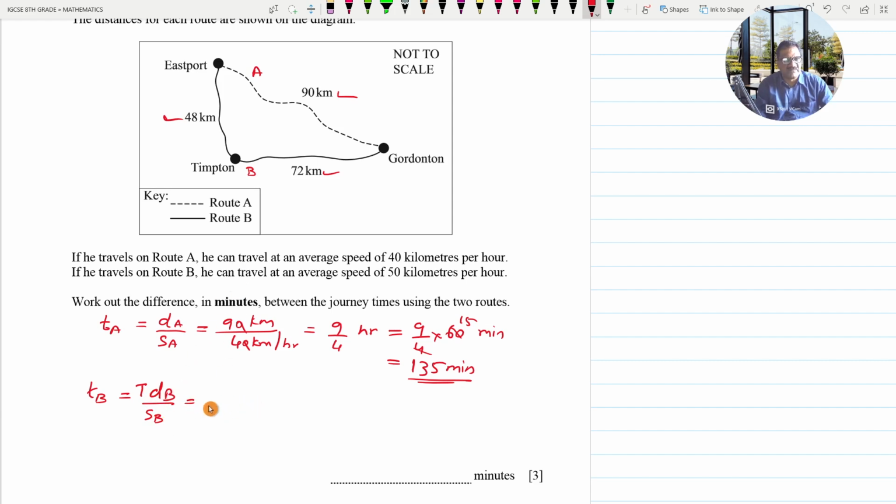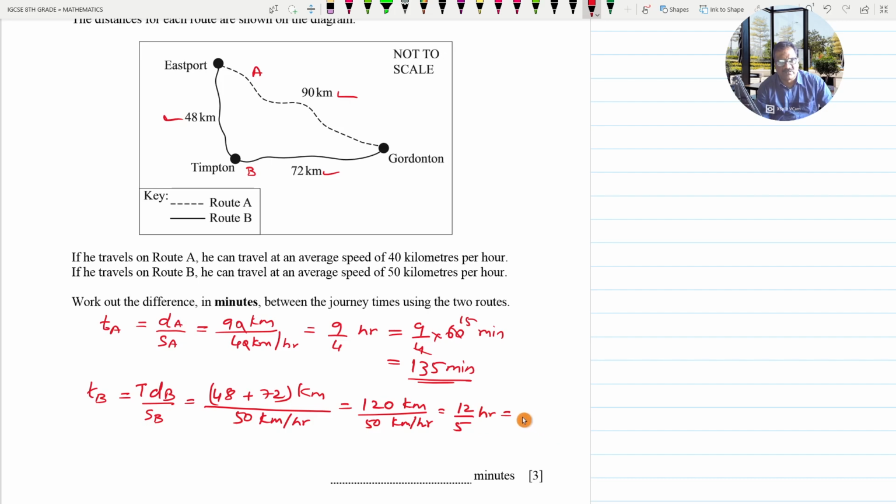Now the total distance will be 48 kilometers plus 72 kilometers, and the speed for route B is given as 50. So I will divide by 50 kilometers per hour. Here again, 8 plus 2 is 10, so 0, and 4, 7 plus 4 is 11, and 1, 12. So 120 kilometers over 50 kilometers per hour. Now the kilometers cancel, and the 0 also cancels, so you get the answer as 12 upon 5 hours.